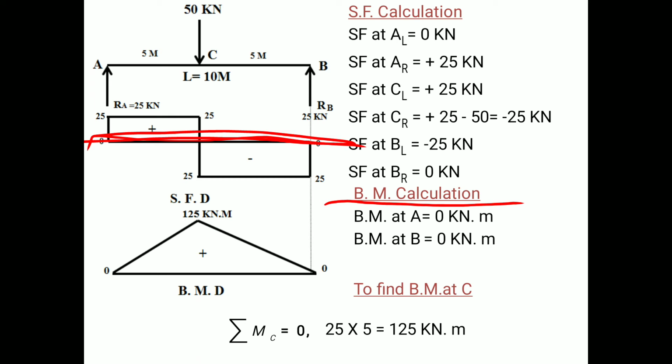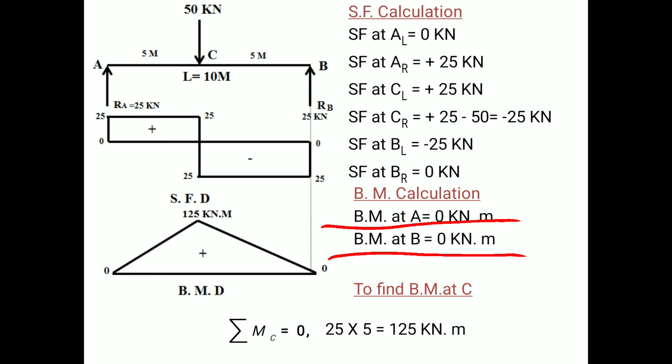Now we are going to calculate the value of bending moment. As discussed earlier, bending moment at an end is always 0. So our end points are A and B. Bending moment at A is equal to 0 and bending moment at B is equal to 0, because bending moment at an end always remains 0. Now we are going to find the bending moment at point C, because we have 3 points A, B, C. Therefore bending moment at C is given by 25 into 5, which is equal to 125 kilonewton meter.